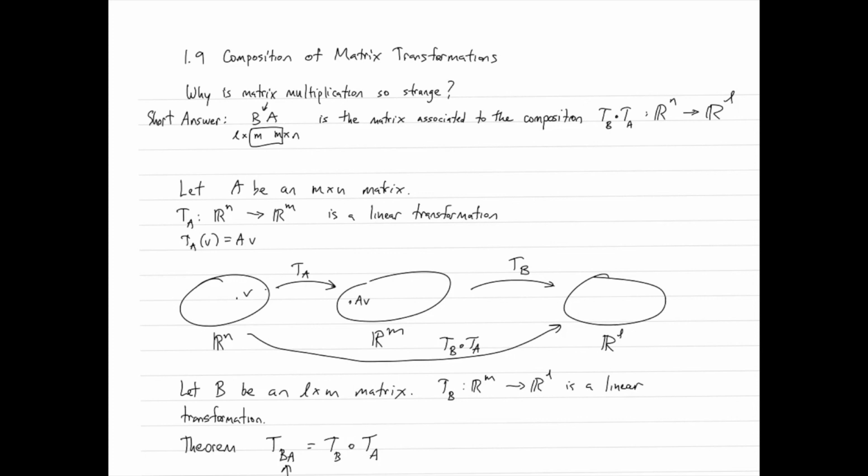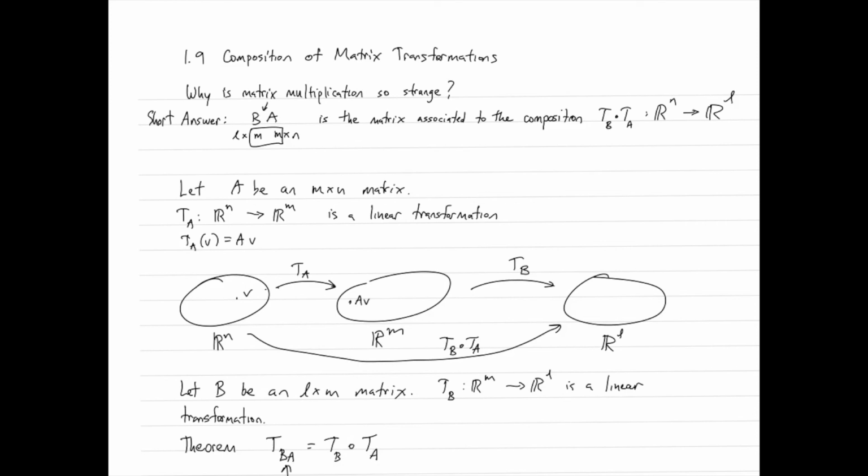This video is about section 1.9 in Anton, about the composition of matrix transformations. And the question it's trying to answer is, why is matrix multiplication so strange? You define the ij entry: you take row i in the first matrix, dot multiply it with column j, and then add the result. Why is it so complicated?